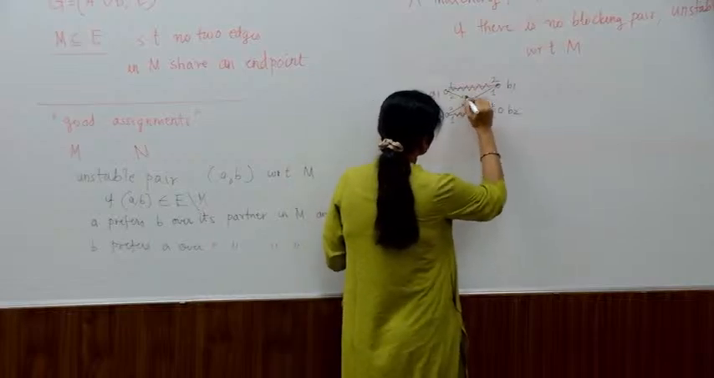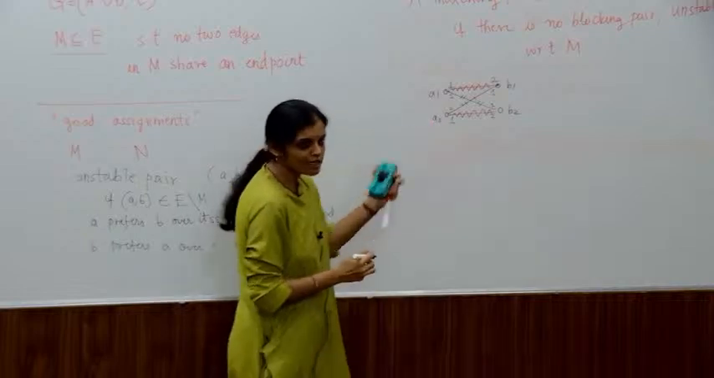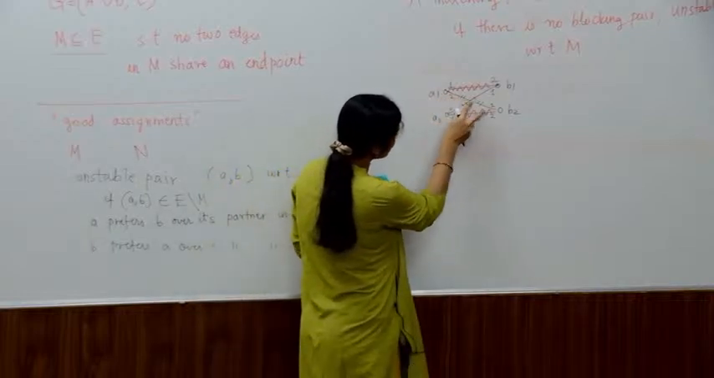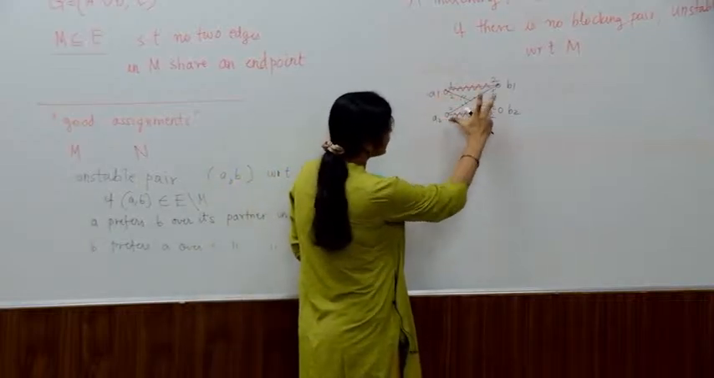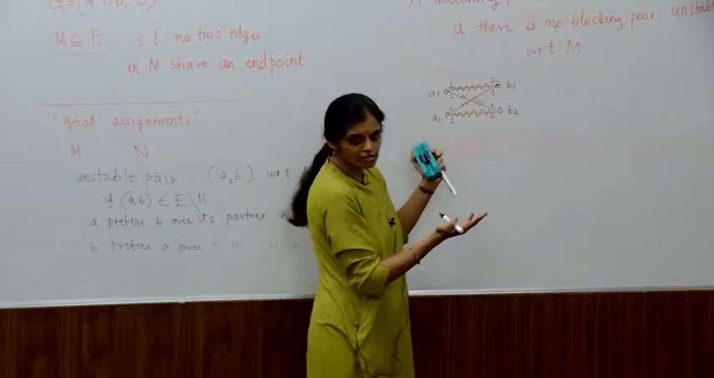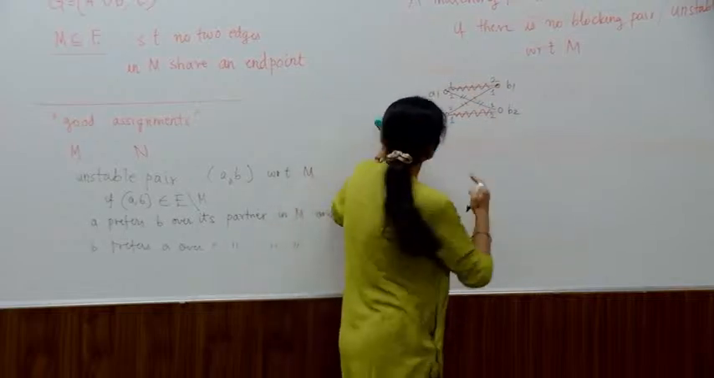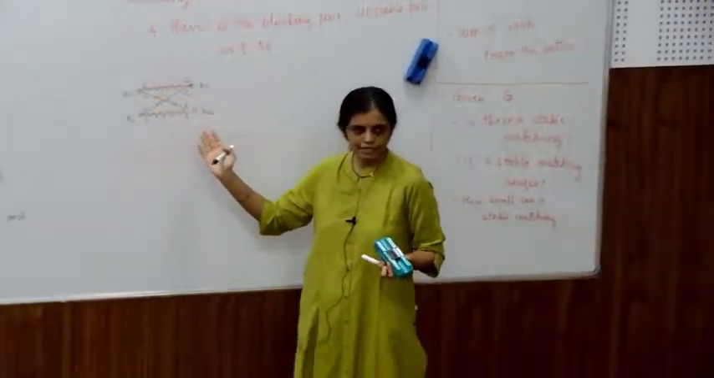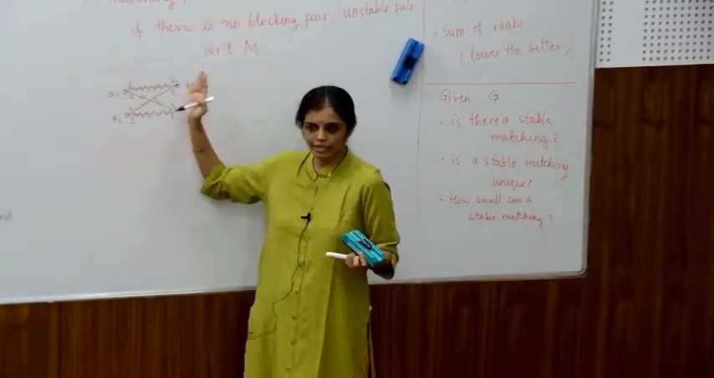But very interestingly, you can also look at this black matching. Now let's ask, what happens if I assign A1 to B2 and A2 to B1? In fact, the roles of A's and B's are reversed. The A's are assigned to weaker partners, but B's are both assigned to their top choice.